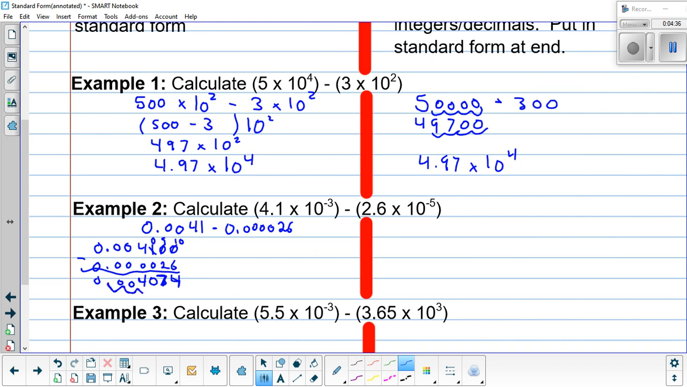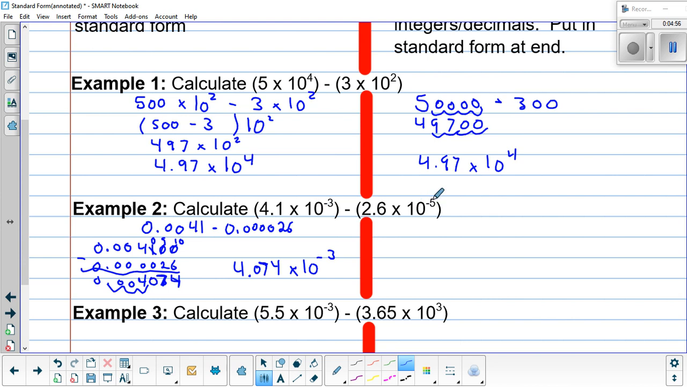So 1, 2, 3. So 4.074 times 10 to the minus 3. That kind of makes sense because we're not losing this value, because we're only being affected by something quite a bit smaller.